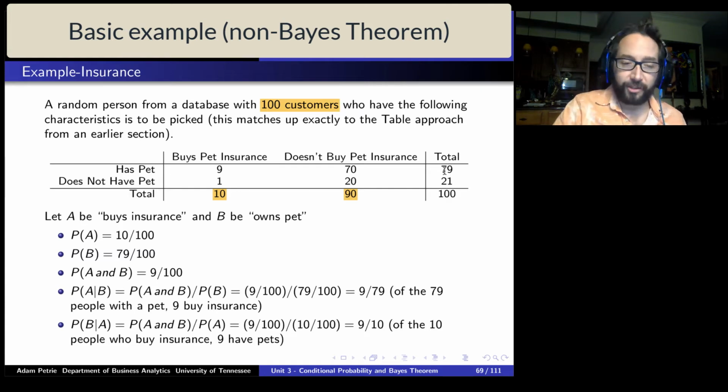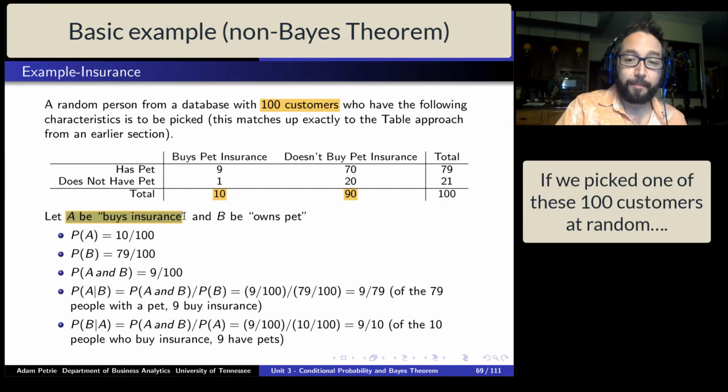So number one, let's just say A is the event they have bought pet insurance. What's the probability if we pick one of these 100 customers at random that they will have bought pet insurance? Well, there's 10 of them over 100. We're going to get 10% for the prior probability that a customer has purchased pet insurance. What's the prior probability that the randomly selected person is going to have a pet? Well, there's 79 pet owners in our sample space out of the 100, so that prior probability is going to be 79%.